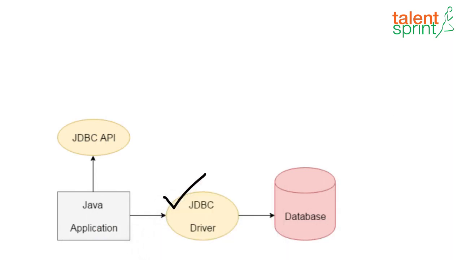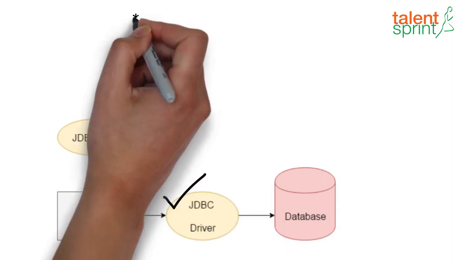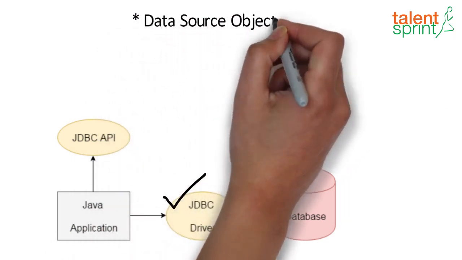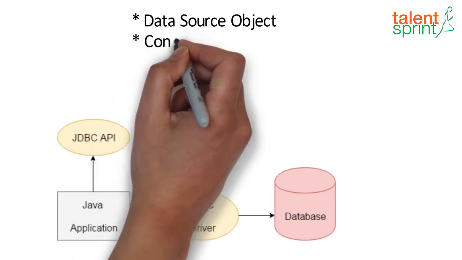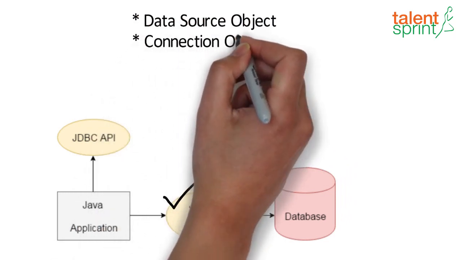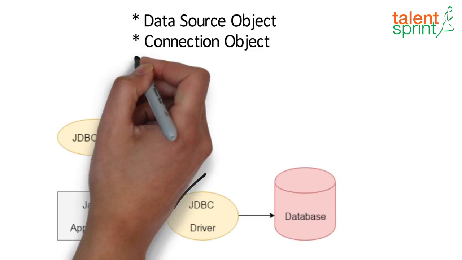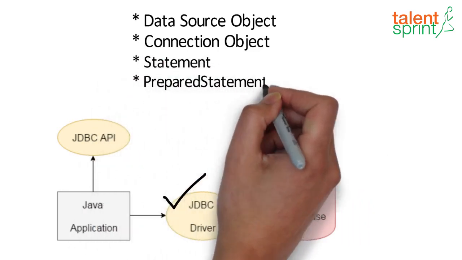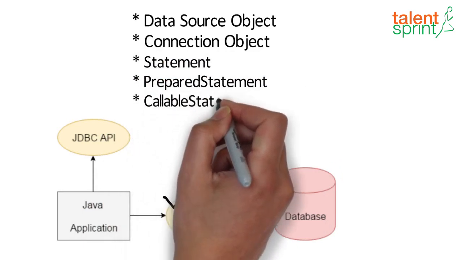Now, the main objects of the JDBC API include a data source object that is used to establish the connection with the database, a connection object that controls the connection to the database, and statement, prepared statement, and callable statement objects that are used for executing SQL statements.